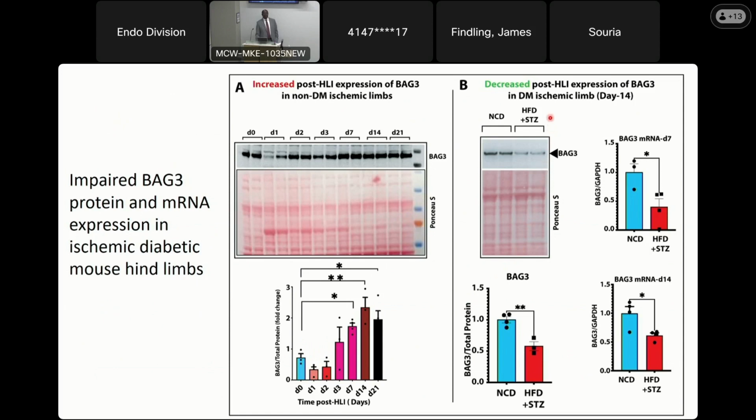However, if you look at a model of diabetes using the high-fat diet and STZ model here, you see that there's less BAG3 expressed in the ischemic muscle from the ischemic limb. This is whole gastroc being looked at here of those animals. And that's confirmed. You have similar impaired expression, whether you look at the mRNA at day 7 or day 14, and of course, we're looking at the protein at day 14.